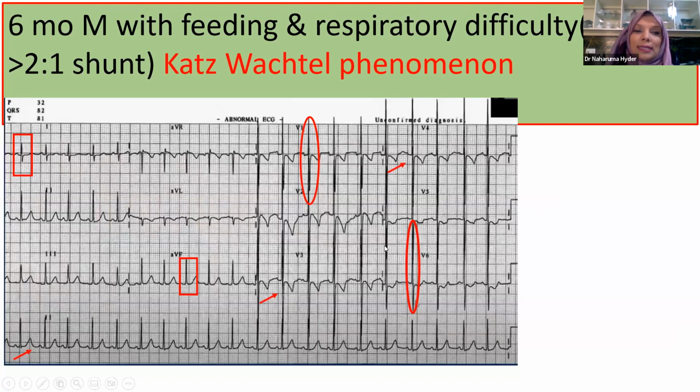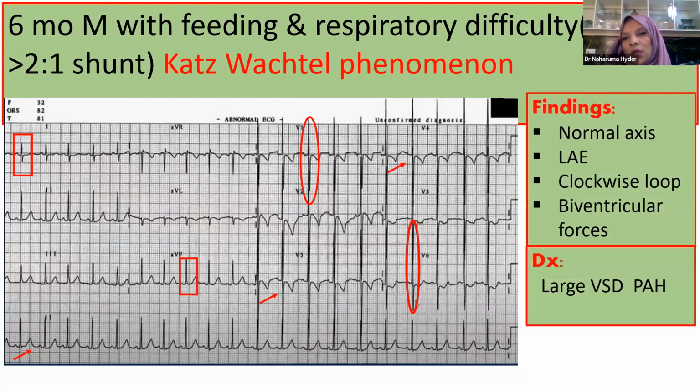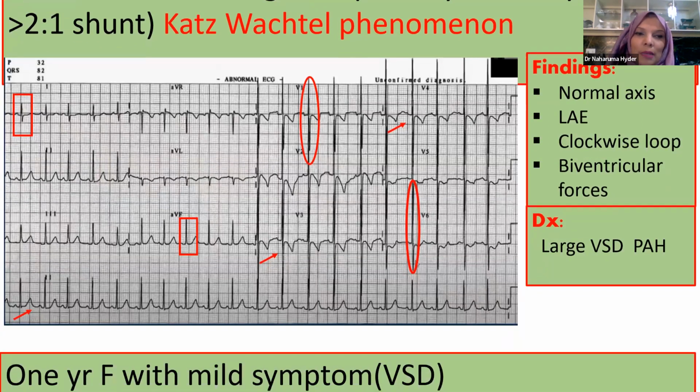The most important is the Katz-Wachtel phenomenon. What happens in V3 and V4? There is equiphasic R and S. If we find this type of ECG in a VSD patient, that is also a red flag sign that this patient needs early closure of the shunt. Though the patient is only 6 months, when we see this change in the ECG, we have to think that this patient has to be closed earlier. So this is a large VSD with severe pulmonary hypertension.